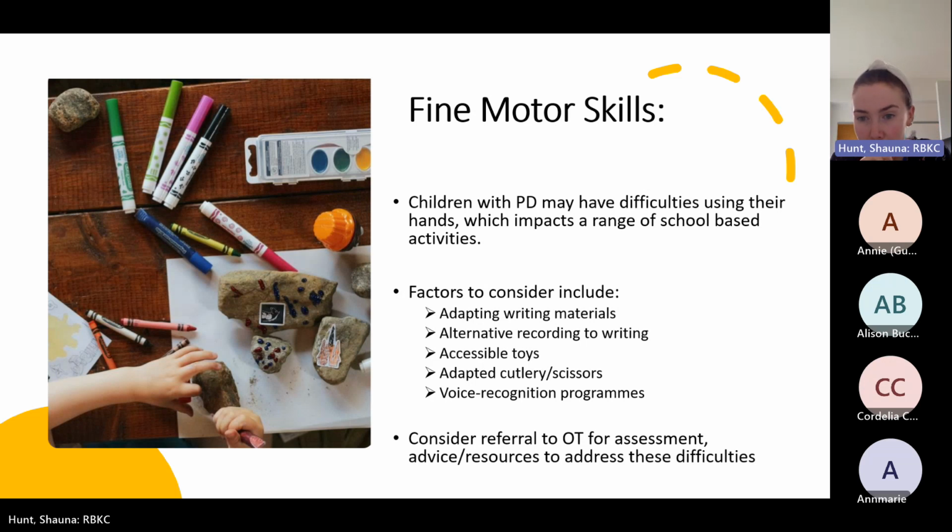We could consider things like pencil grips, if they're having difficulties holding it with their fingers, or a fingertip ruler, if they're having difficulty putting their hand flat on the ruler. You could also consider alternatives to writing by using things like ICT, or introducing keyboard skills at an early stage, providing accessible toys, accessible adapted cutlery, special scissors, or voice recognition programs. And do consider a referral to OT for assessment or advice to address any of these difficulties as well.